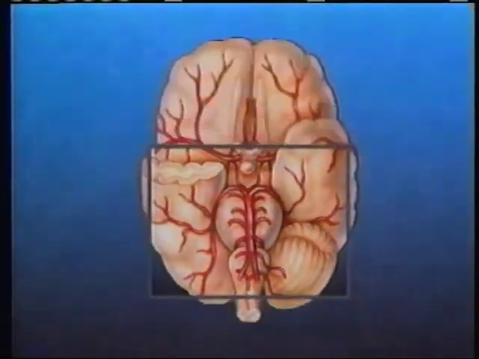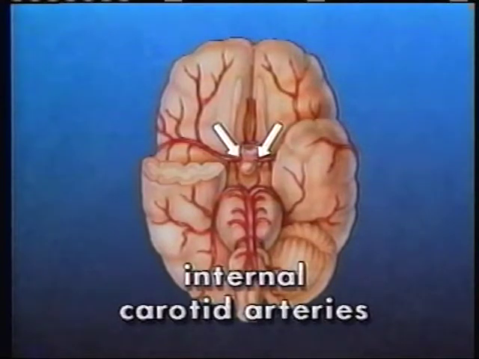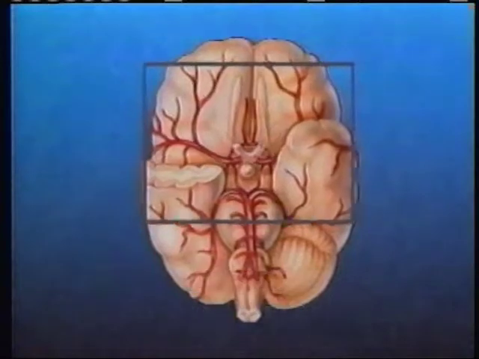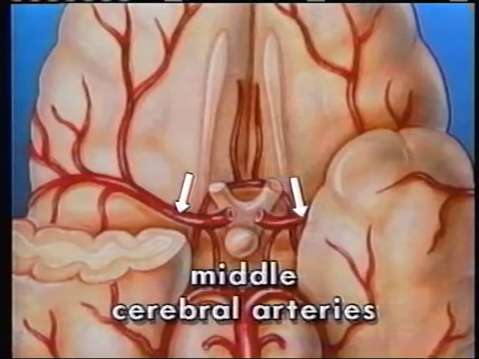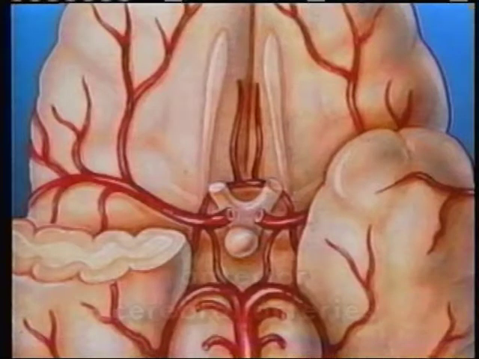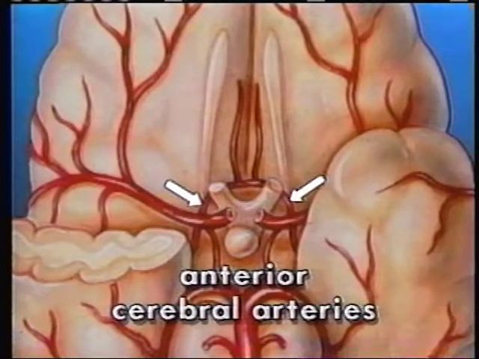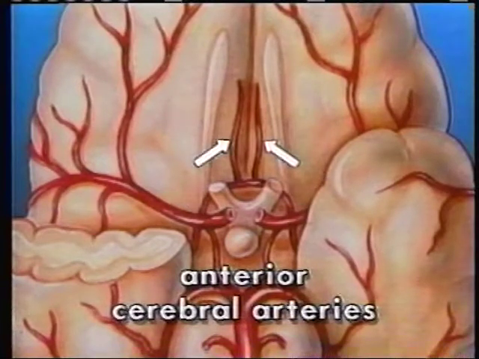The other pair of arteries which furnish blood to the brain are the internal carotid arteries. Each artery divides into its terminal branches, the middle and anterior cerebral arteries. The larger middle cerebral arteries are the direct continuations of the internal carotid arteries and travel laterally to supply the temporal and parietal lobes of the cerebrum. The smaller anterior cerebral arteries course medially and distribute arterial blood to the medial surfaces of both cerebral hemispheres.